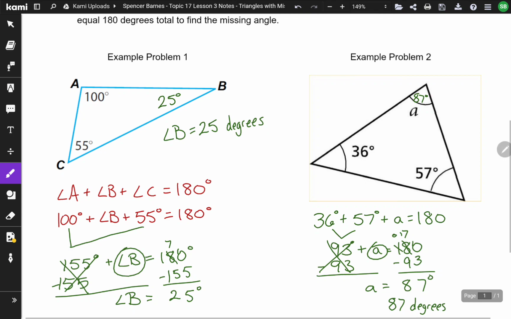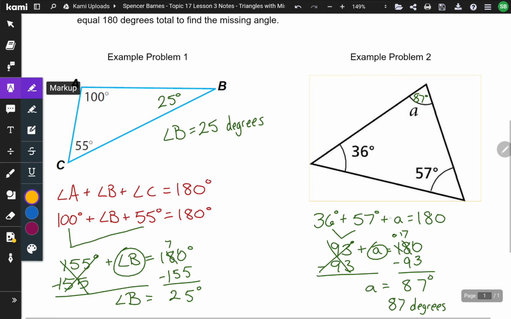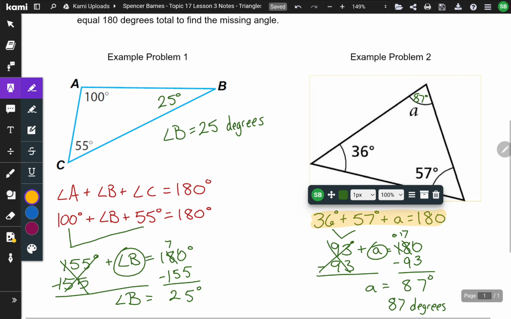One thing of note is that in our little equation we wrote here that I have for 36 plus 57 plus A, these can be written in any order. It does not have to be exactly in the same order that I have here. You could have 36 plus A plus 57, A plus 36, whatever it might be. You can change those order because we're just adding.